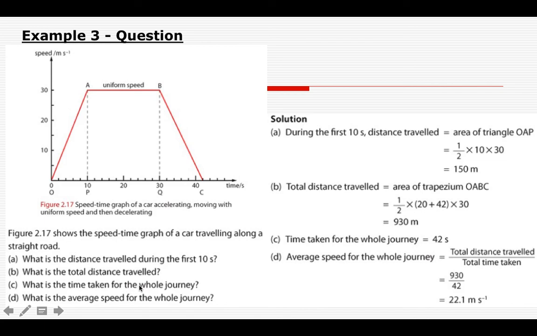Now, what was the time taken for the whole journey? You read the graph. It starts from 0 and it ends at 42. So the time taken for the whole journey is 42 seconds. Now, what is the average speed for the whole journey? Average speed is the total distance divided by the total time. The total distance we already calculated as 930 meters, divided by the total time taken, which is 42, and you get 22.1 meters per second.